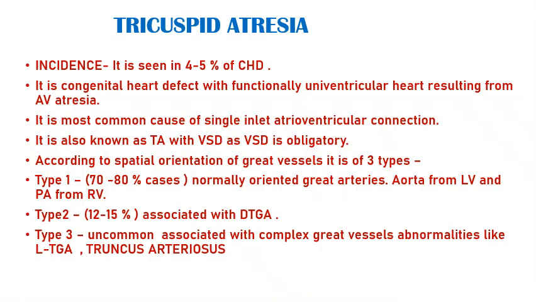According to spatial orientation of great vessels, it is of three types. Type 1 is seen in 70 to 80% of cases. In it, normally oriented great arteries are seen, like aorta from left ventricle and pulmonary artery from right ventricle. Type 2 is seen in 12 to 15% of cases. It is associated with D-TGA. Type 3 is uncommon, associated with complex great vessel abnormalities like L-TGA and truncus arteriosus.